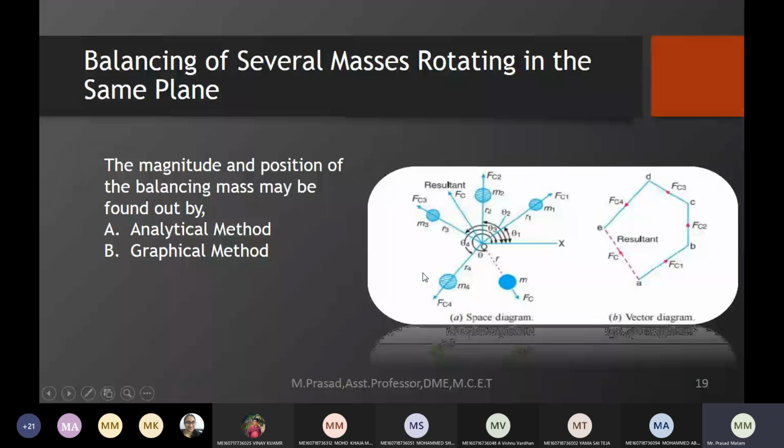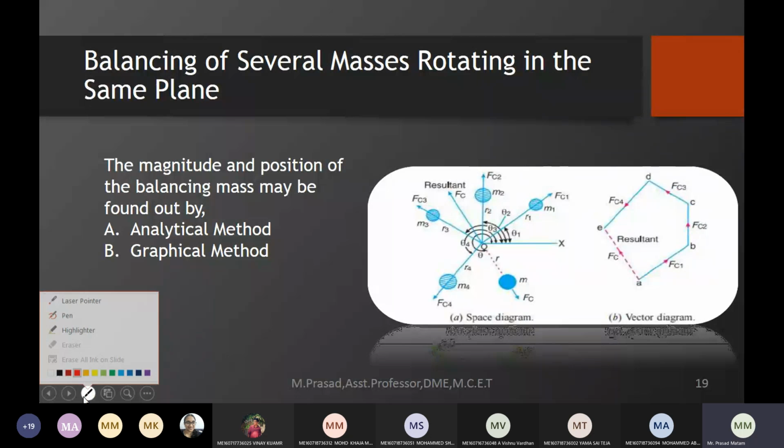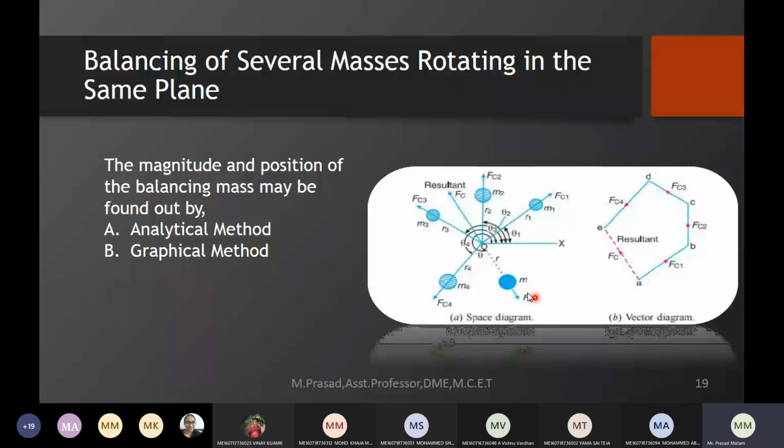Now you can see balancing of several masses rotating in the same plane by graphical method. Let me explain how to solve this one. Already we have discussed the procedure. Now with respect to this x-axis, M1 is the mass located at radius R1, making an angle theta 1. This total we call the configuration diagram.